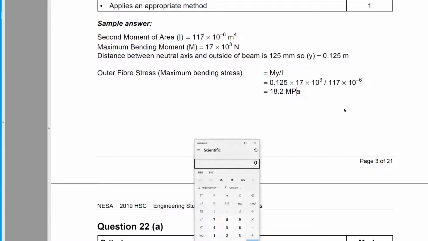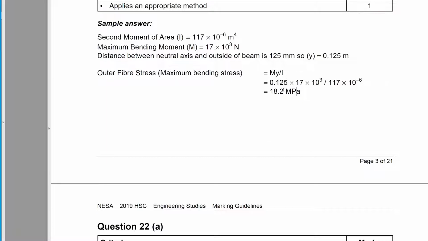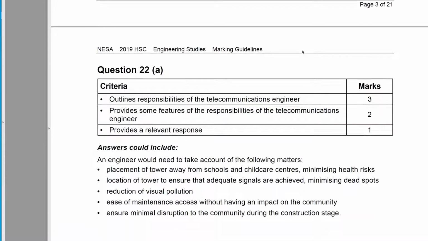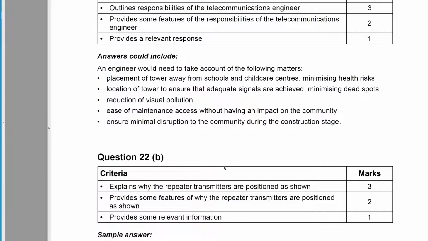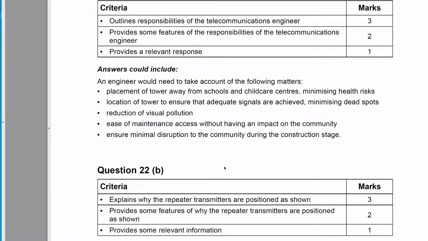To prove that, I'm going to type it in. 0.125 times 17,000, oh, that's not 17. 17,000 divided by 117 times 10 to the negative 6. Okay, and that gives us an answer of 18.2 million pascals. I close it quickly because I'm not using my regular calculator, where I can just use expanded or scientific notation.